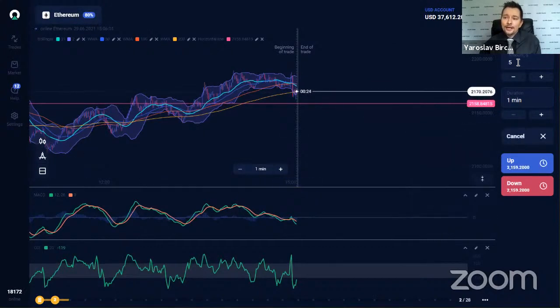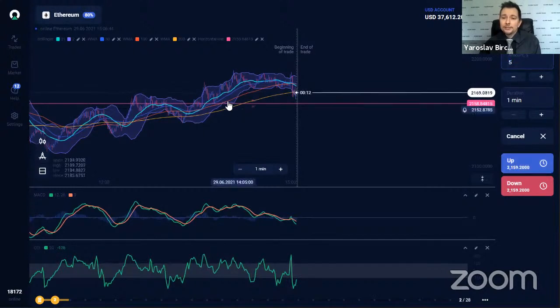And now when I enter the price or the amount that I want to trade and the duration, it's going to open up at this price of 2159.20. So I'm putting in a $5 trade for 1 minute. So when price drops down here, I expect for it to immediately start to correct. I'll maybe even increase this to 3 minutes to give it a little bit more time, and then up.